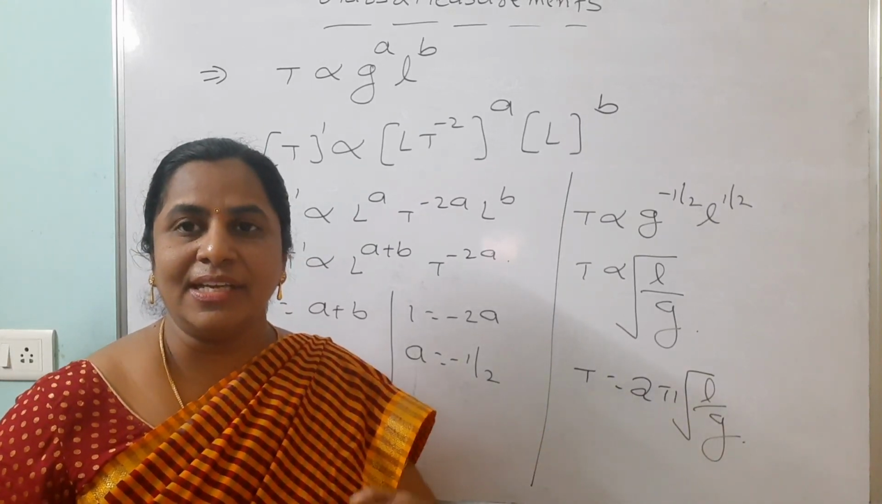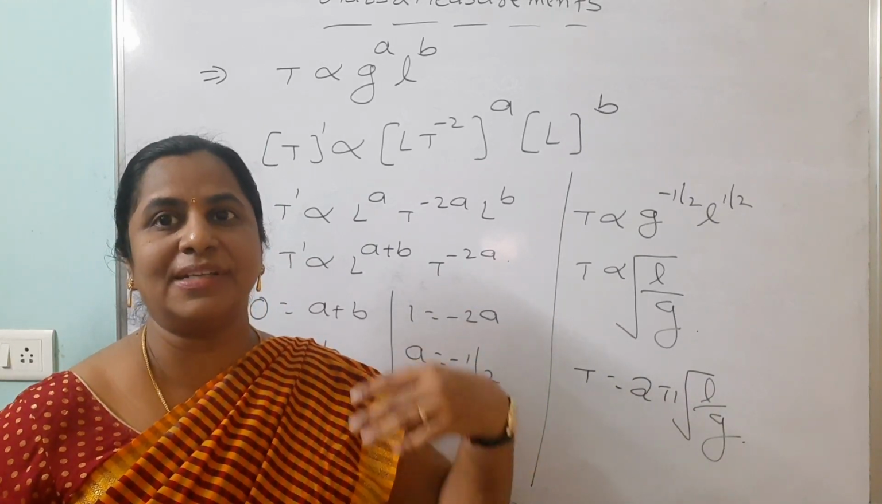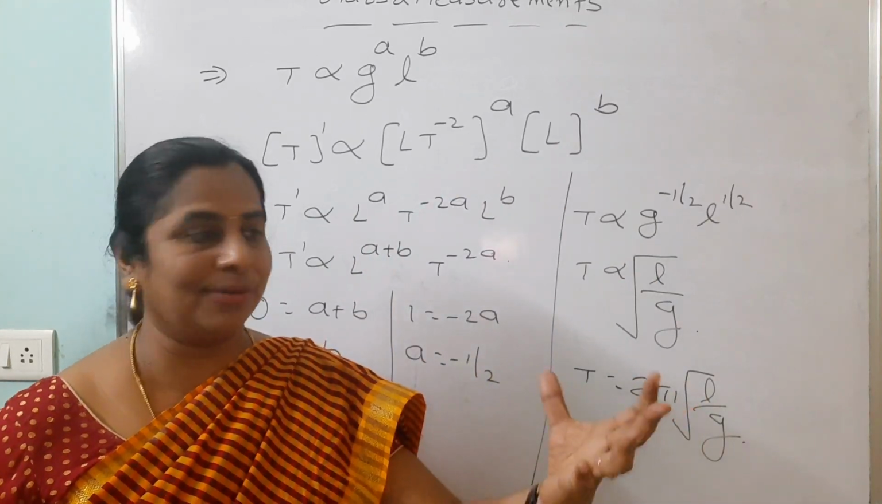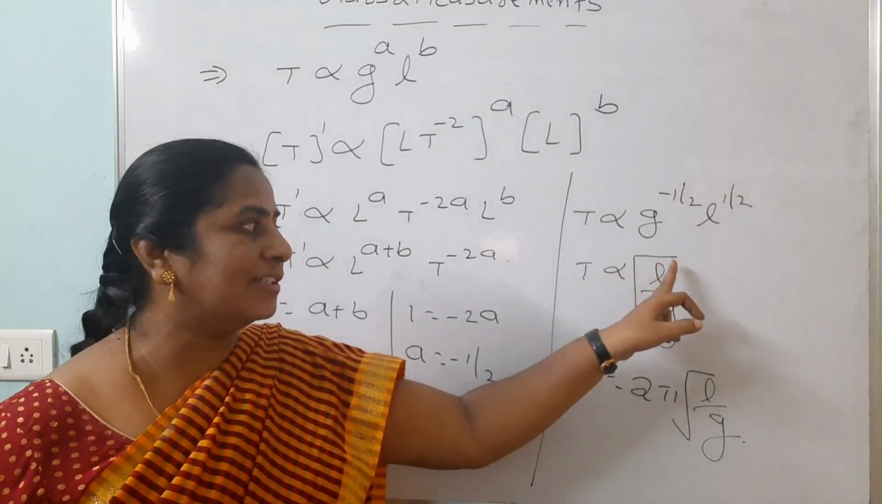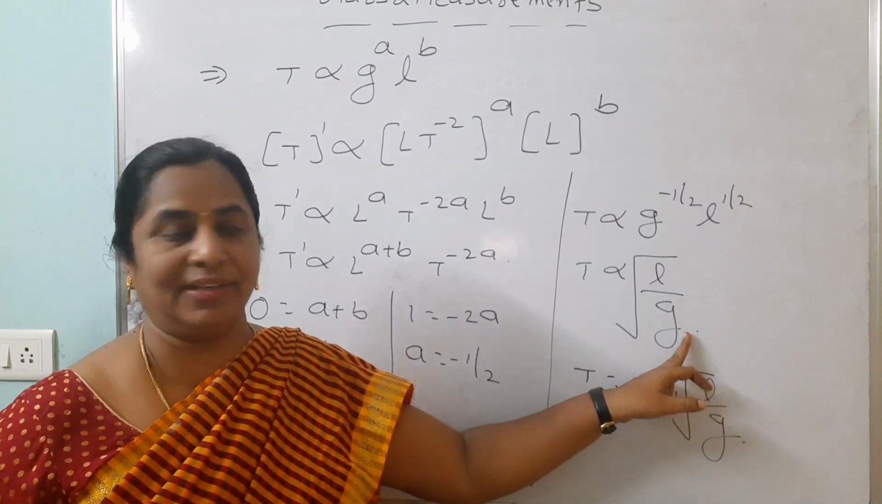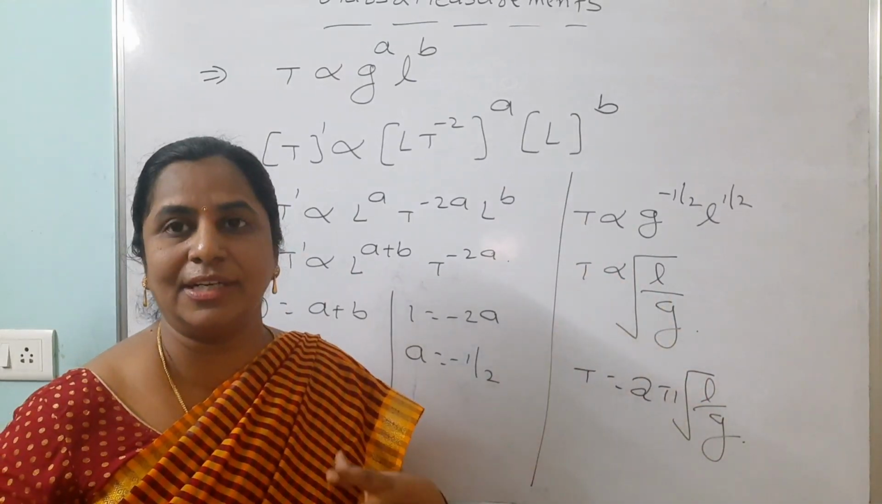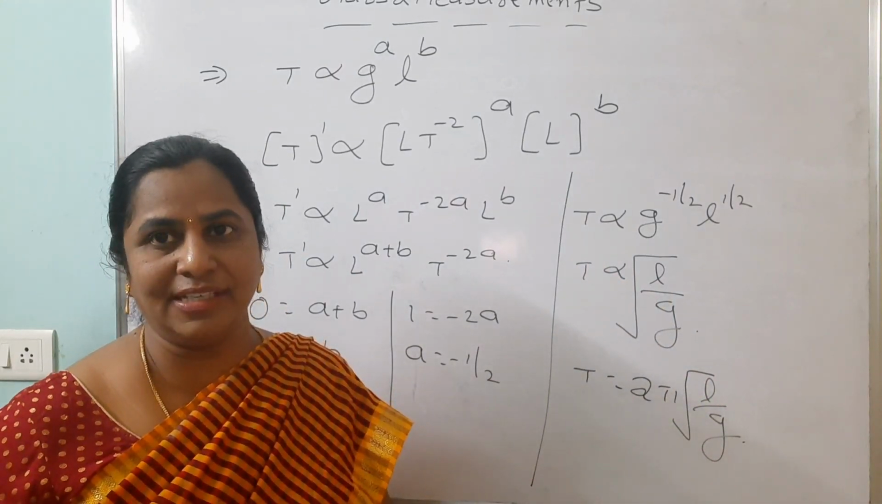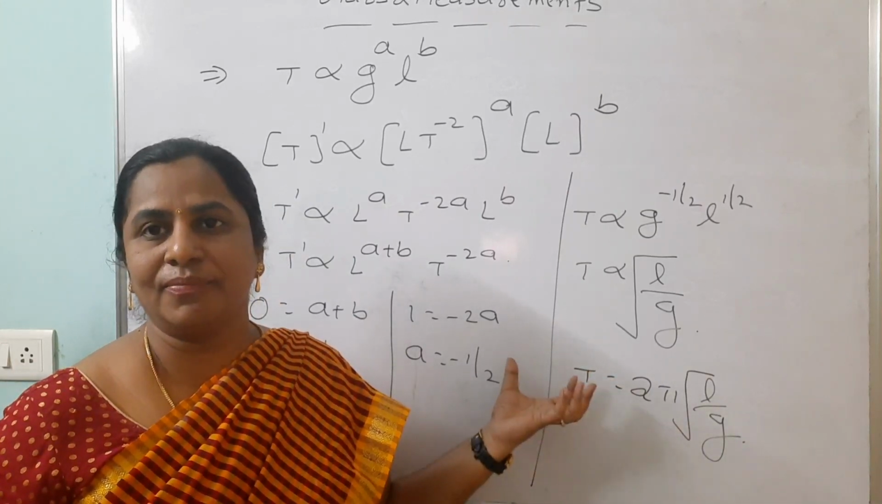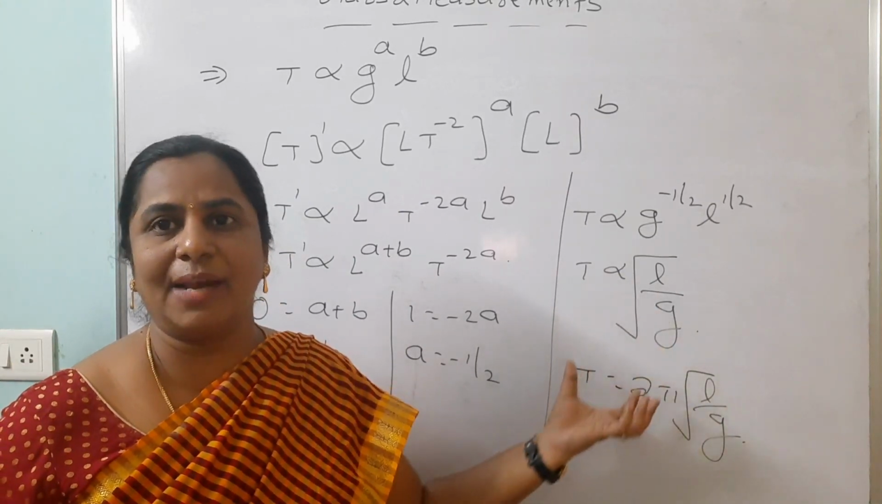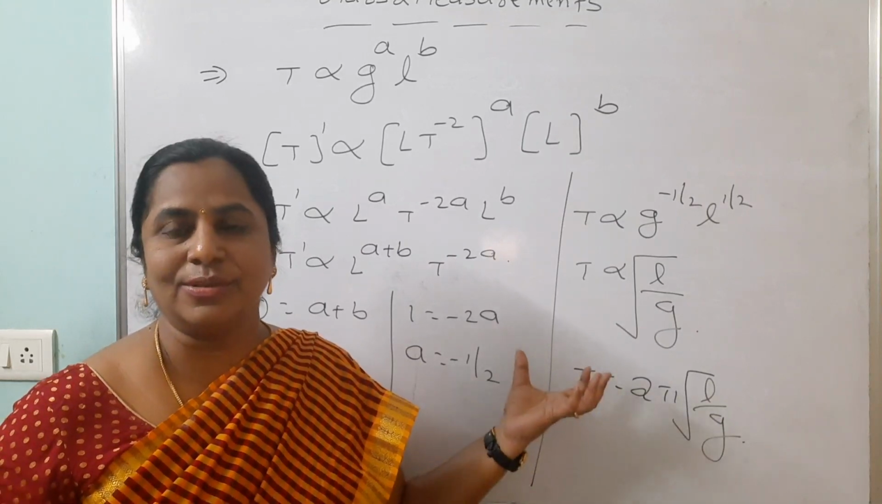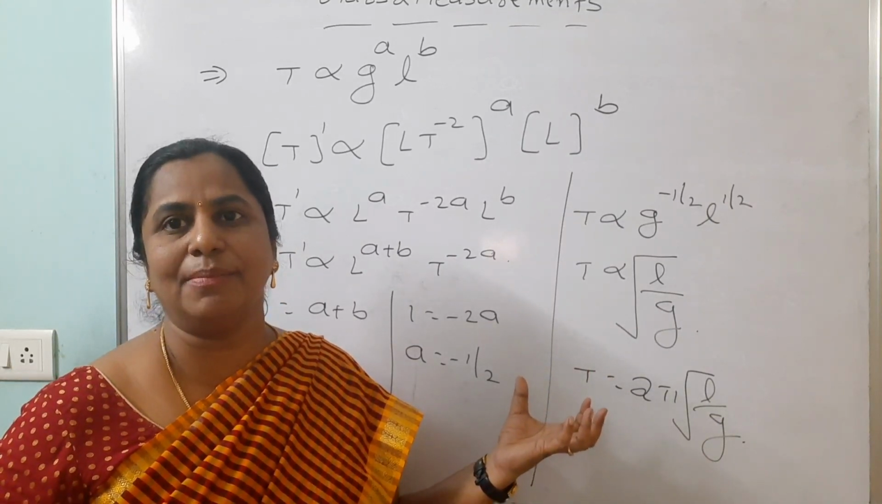And the next one is if any physical quantity depends on more than 3 physical quantities. Look here, time period depends on the length and acceleration due to gravity. Suppose this time period depends on more than 3 physical quantities, we can't derive the relation between them with the help of units and measurements. So these are the limitations of units and measurements.